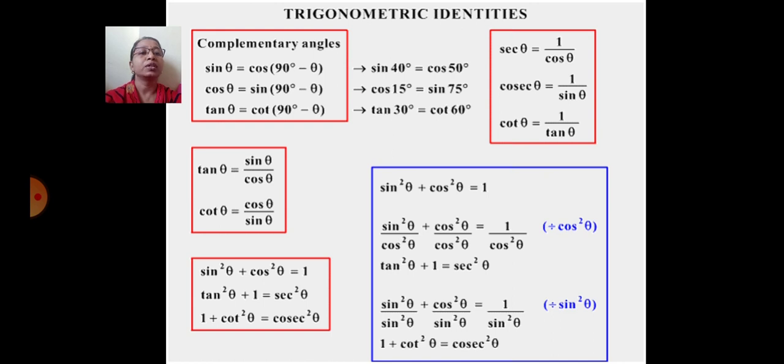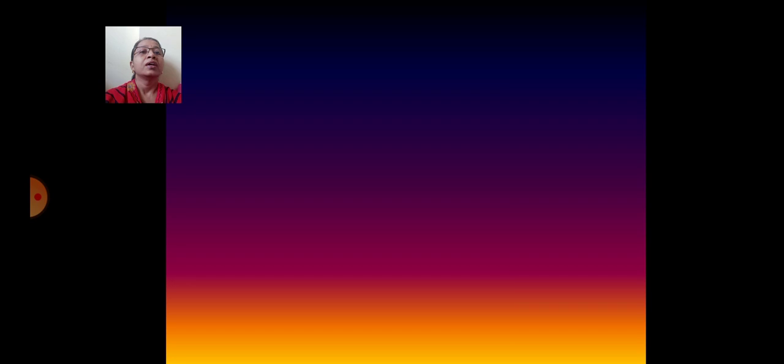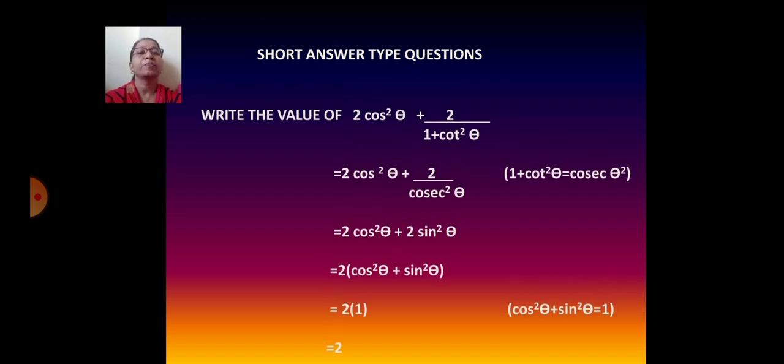So these important identities are very helpful, very useful while solving the examples. Now very short answer type questions, like 1 mark questions in question number 1. So let us see the type of questions which can be asked in this format.